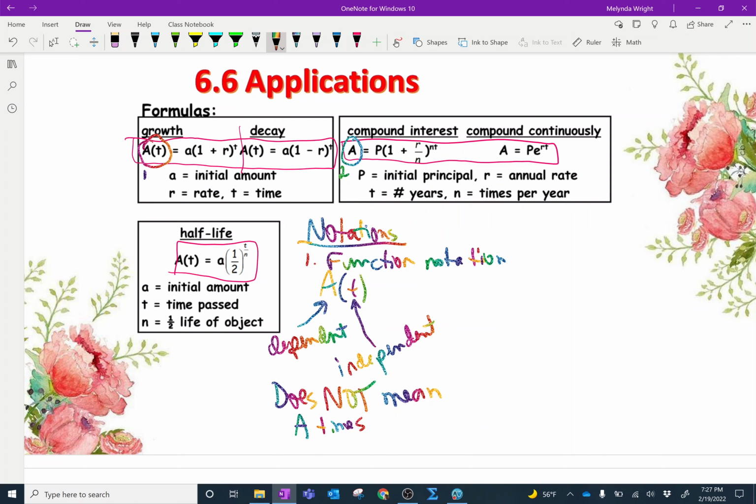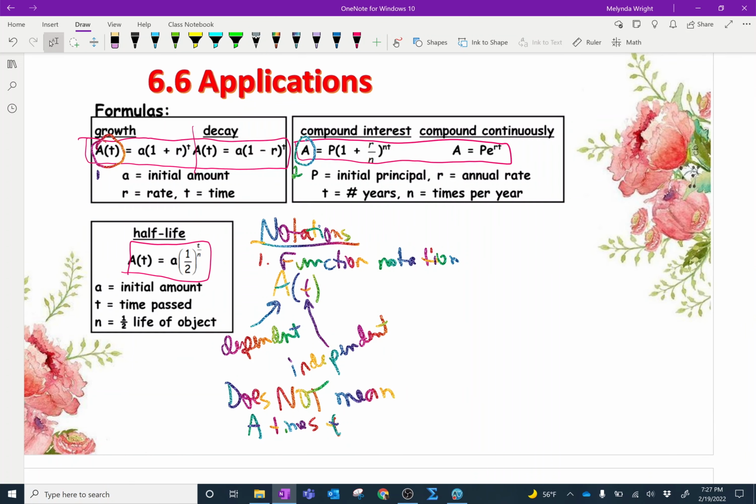It just says, okay, this function's name is A, and we're going to be using the variable T in it. That's what it says. The second, type 2, I'm just calling a shorthand notation. This is just shorthand. It's not formal. This A basically just names the function. It names the function using the dependent variable. So this is the dependent variable, and this function's name is A.